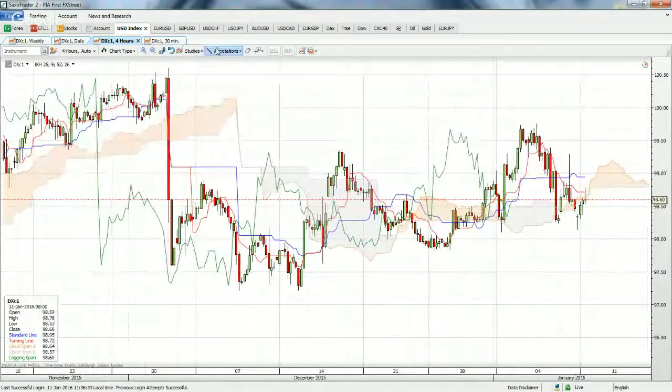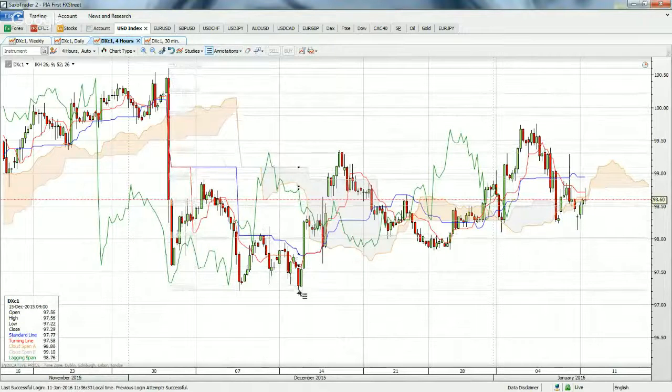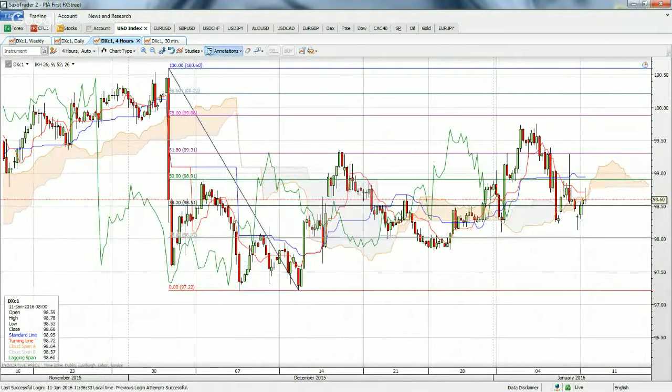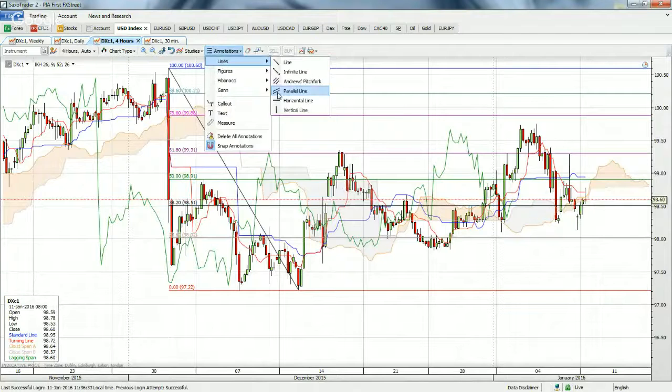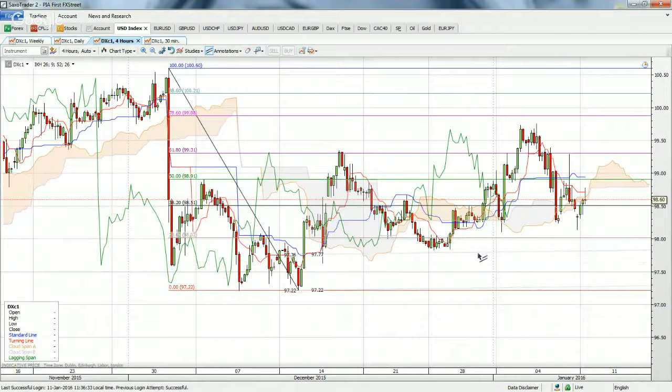So we're using Fibonacci retracement levels. We're looking at trend lines as we break down through these time frames.